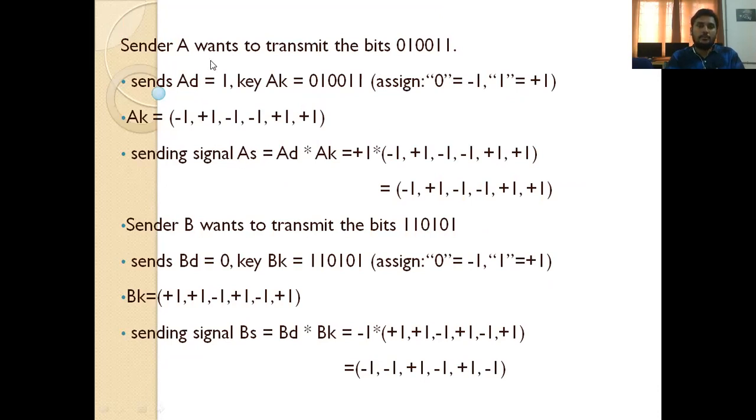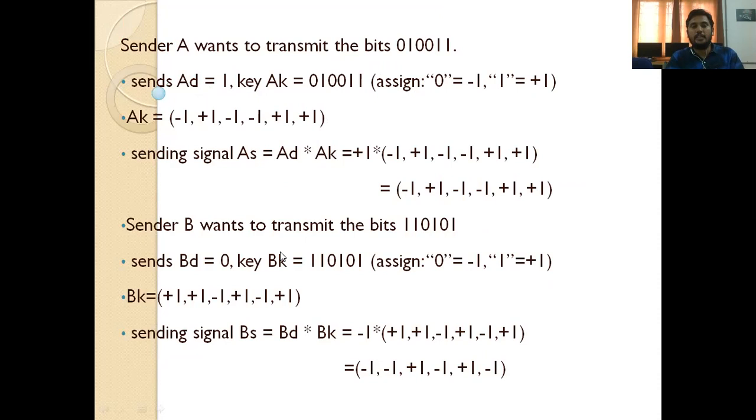In this example, sender A wants to transmit the bits 010011, so AD is equal to 1 and key AK is equal to 010011. Assign 0 equal to -1 and 1 equal to +1. So the sending signal AS is equal to AD star AK.